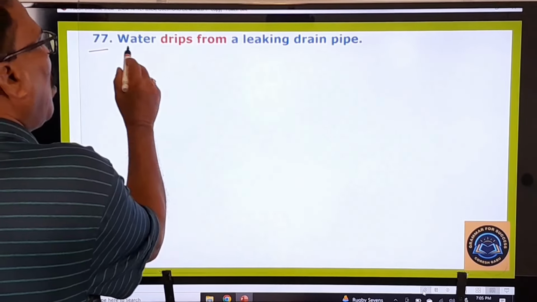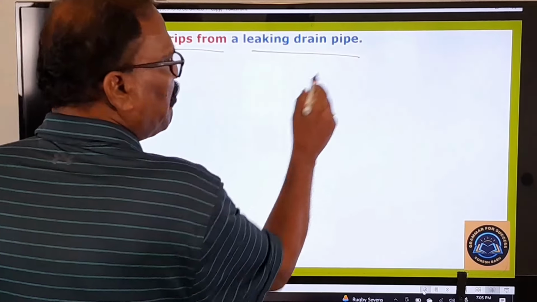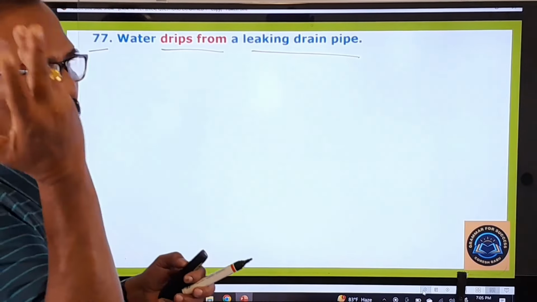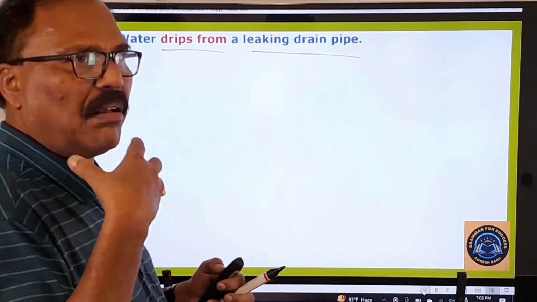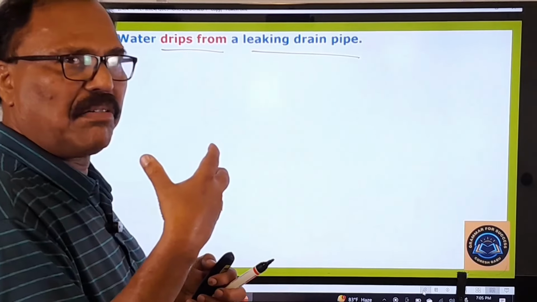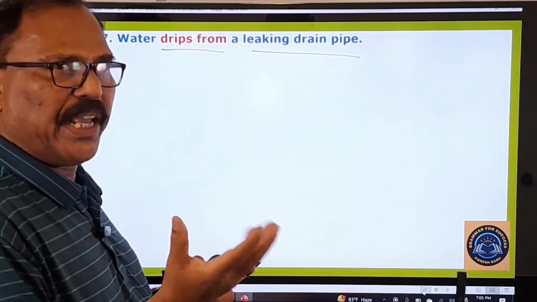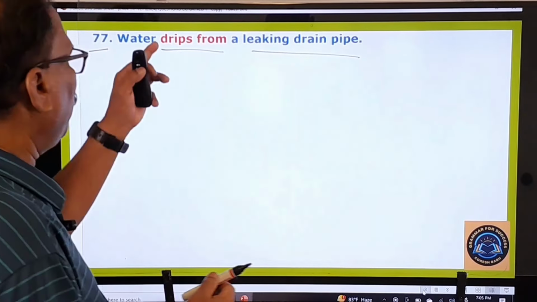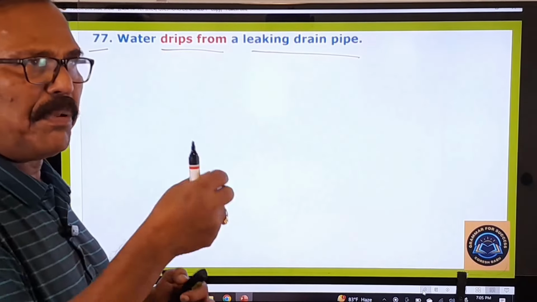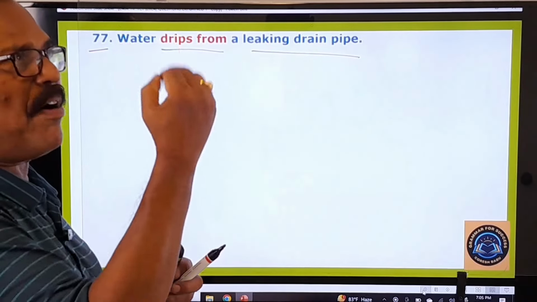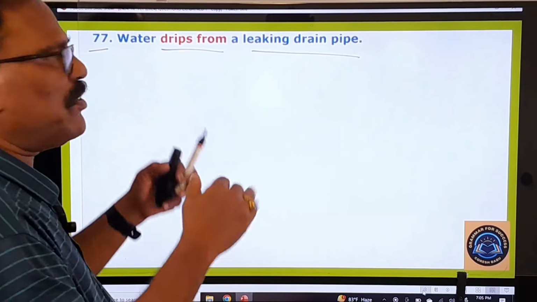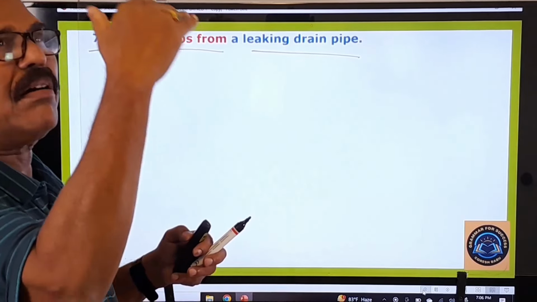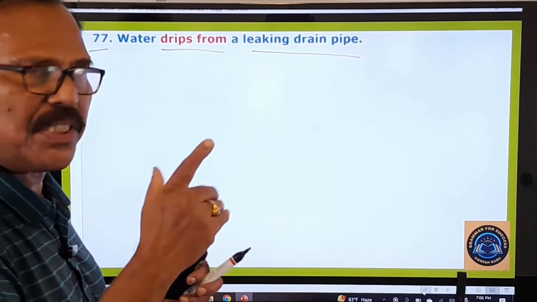77th question. Water drips from a leaking drain pipe. Dripping: most of you belong to agricultural families. Therefore, you will definitely know the meaning of drip irrigation. Dripping means dropping one drop after another. Drip comes from drop. Water falling drop by drop, drop by drop, that is called drip irrigation.